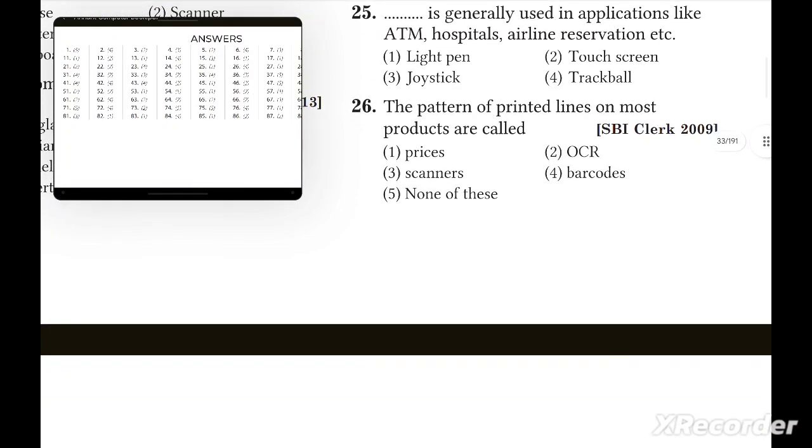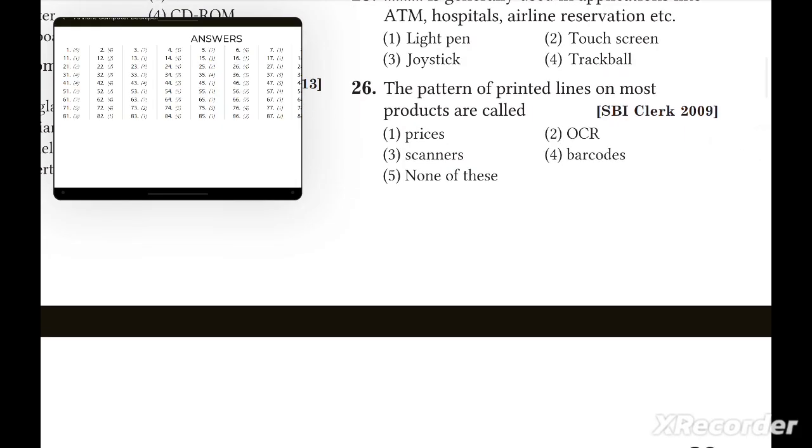Next, the pattern of printed lines on most products is called? First, prices. Second, OCR. Third, scanners. Fourth, barcodes. Fifth, none of these. The correct answer is fourth, barcodes.